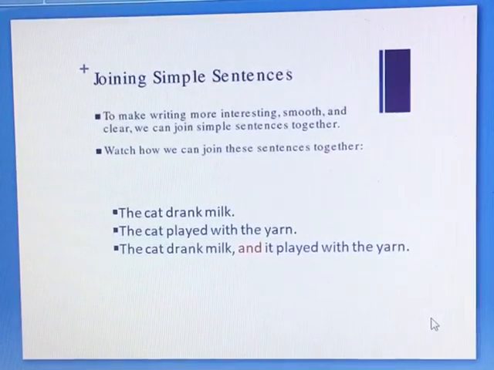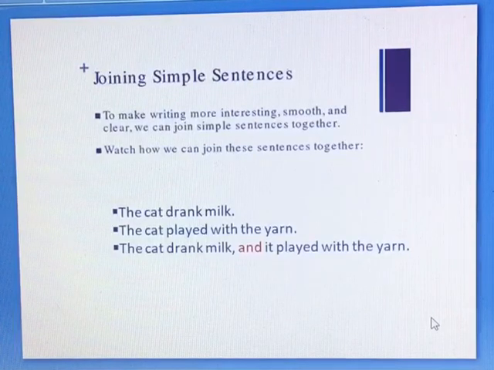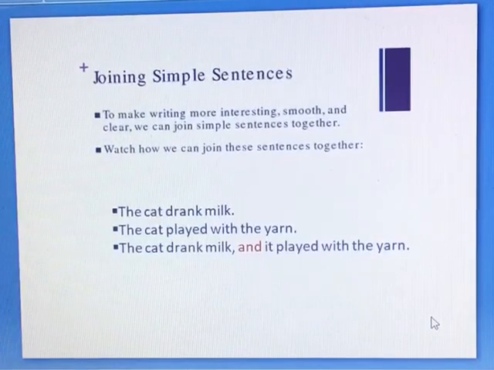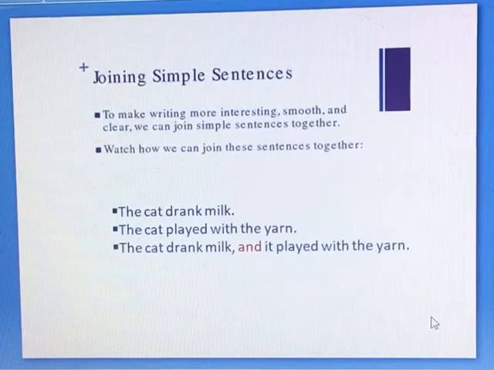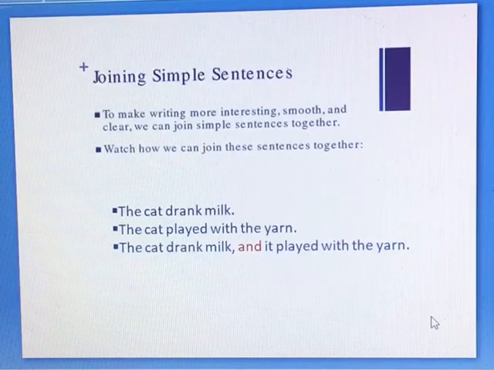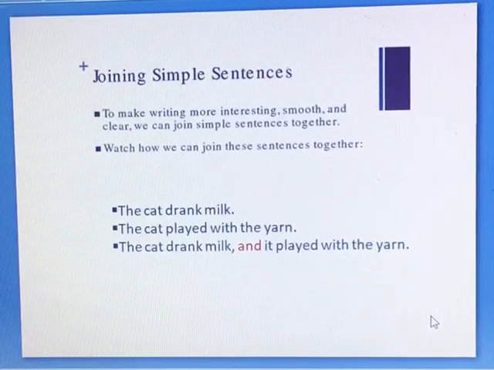I can join the simple sentences to make a compound sentence. Why? To make writing more interesting, smooth, and clear, we can join simple sentences together. Watch how we can join these sentences together. The cat drank milk. The cat played with the yarn. I join them and the sentence becomes: The cat drank milk and it played with the yarn. This is a compound sentence. It is made of two independent clauses.